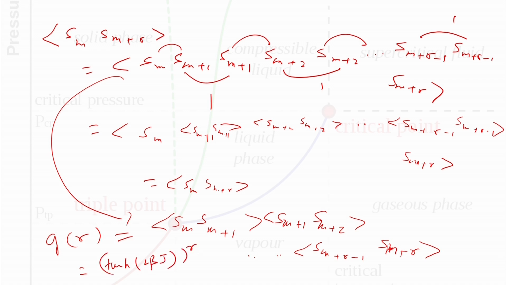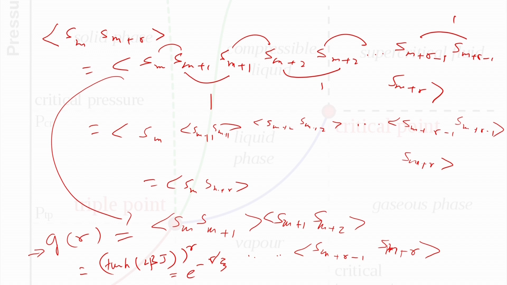Now it so happens that there is a standard way of writing this correlation function. It is written in this fashion. This is called the correlation length. The idea is that the correlation between the spins at site m and site m plus r, it stands to reason that as you increase r, the correlation becomes smaller and smaller. That is because they go further and further apart.